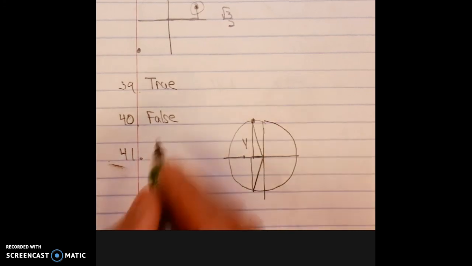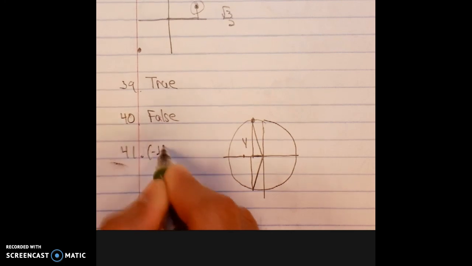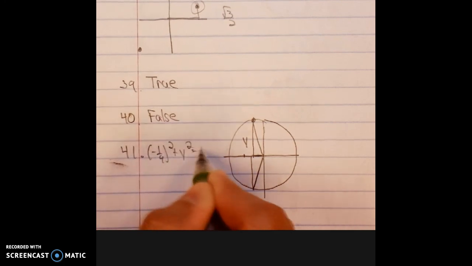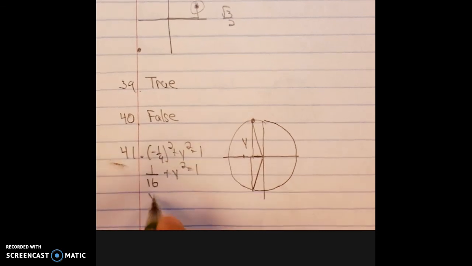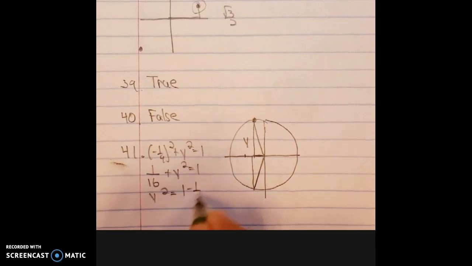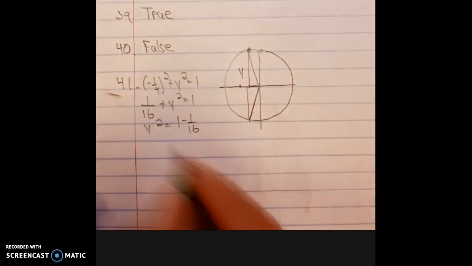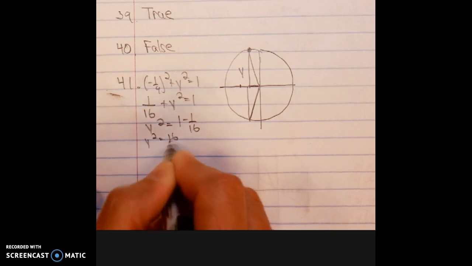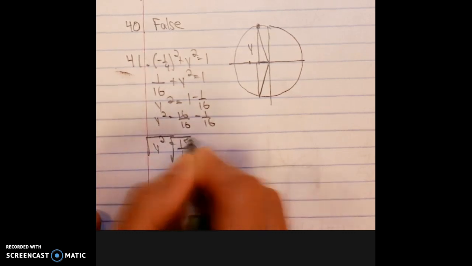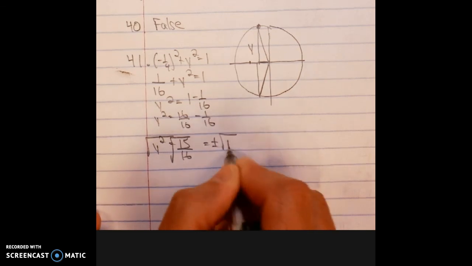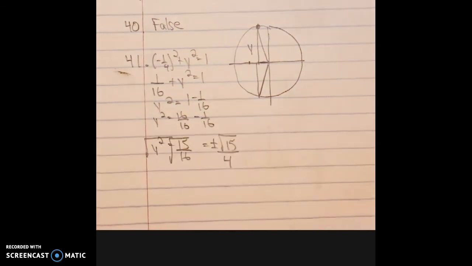I don't know that, so let's go use Pythagorean theorem. Negative 1/4 squared plus y squared is equal to 1 squared. That's 1/16. I'm going to rewrite that 1 as 16 over 16. We get y squared equals 15 over 16. Finally, we go and take the square root. We end up with plus or minus radical 15 over 4. And that's for the values of the sine.